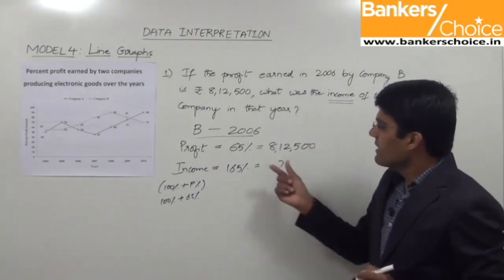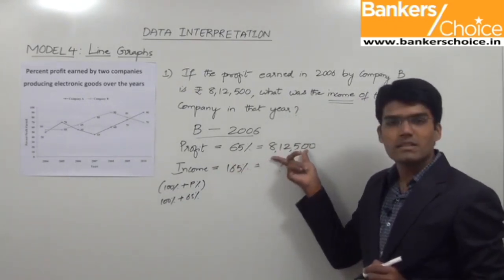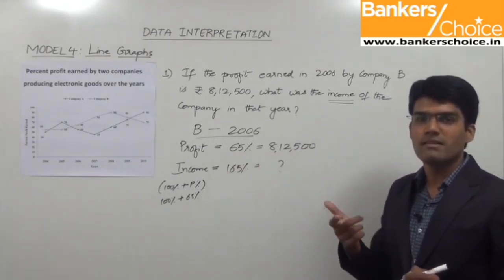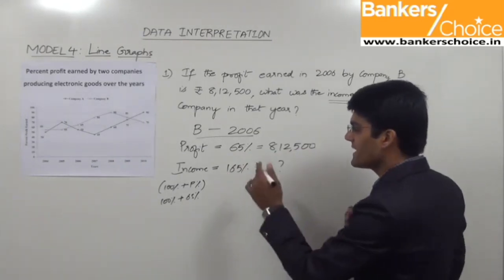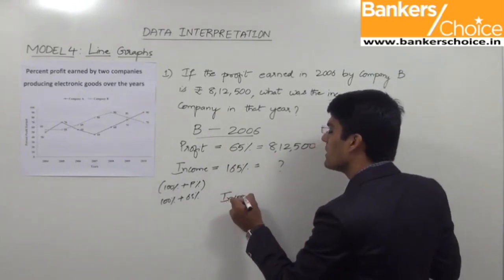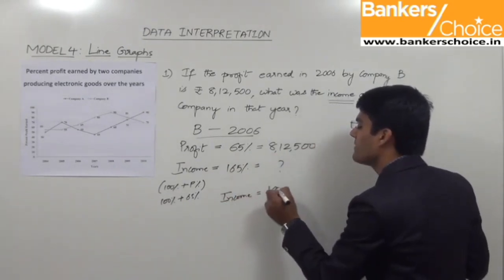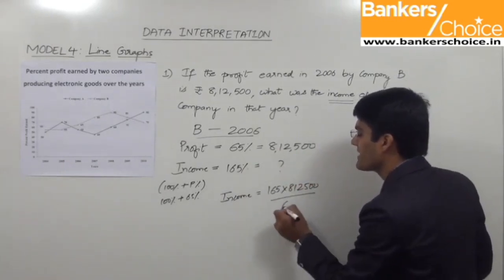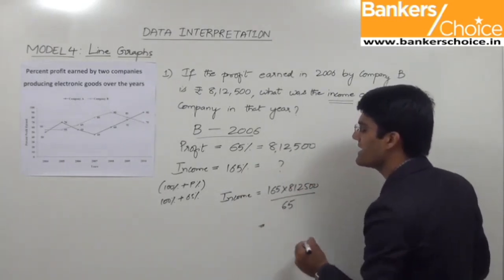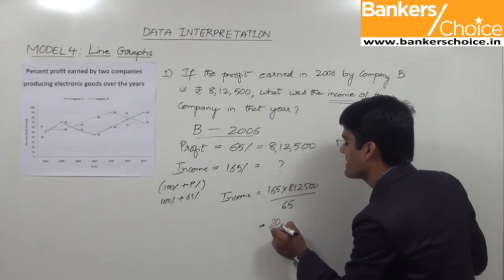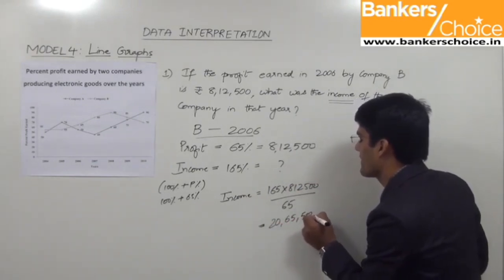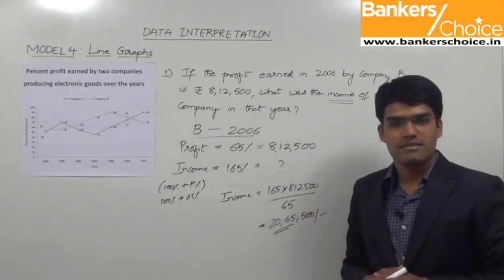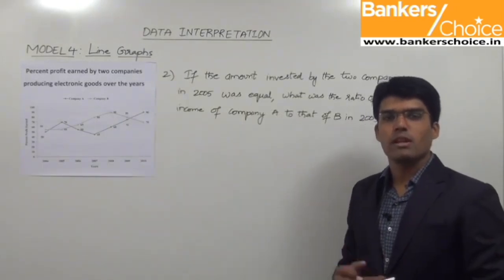So now if you observe, we know that 65% is 8,12,500, so 165% is equal to what? Upon cross multiplication, we get the required answer. So we can say that the income here will be equal to 165 into 8,12,500 divided by 65. And by solving this, we get the answer as 20,62,500. So that is the income of company B in 2006. Let us now take the second question given along with the line graph.